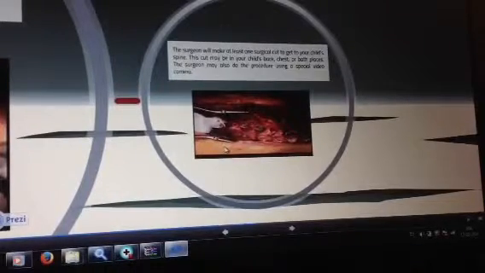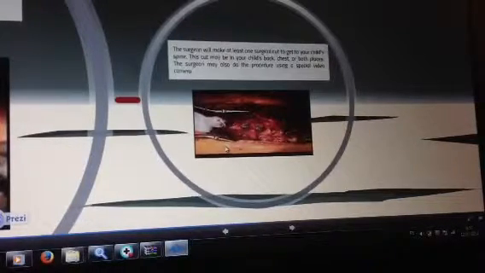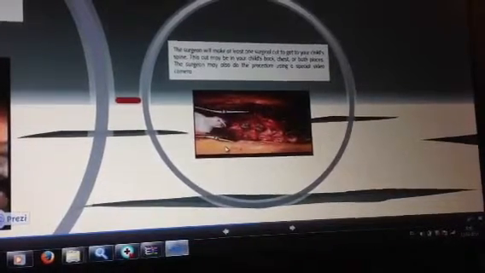The surgeon will make at least one surgical cut to get to your child's spine. This cut may be in your child's back, chest, or both places. The surgeon may also do the procedure using a special video camera.